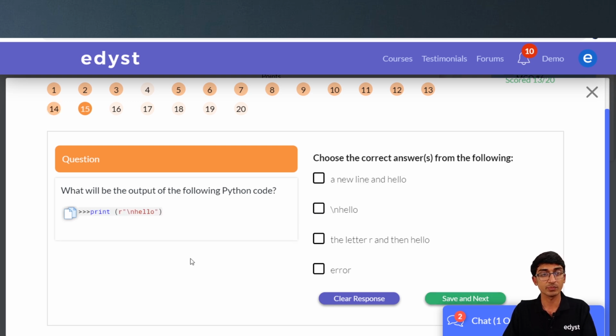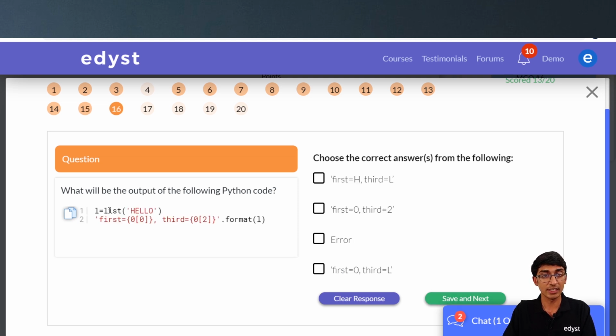Print r backslash n hello. What r does is it prints the raw string without any escape characters. That is, it won't escape the character at all. Ideally, if there was no r, it would print a new line and hello, but we want to print backslash n and hello. Therefore we put r over here, which is a raw string.